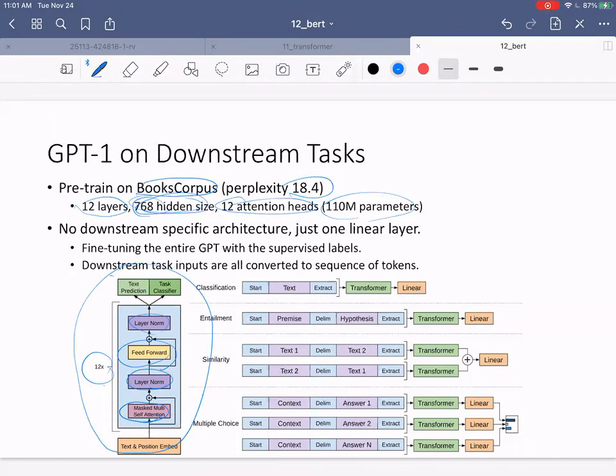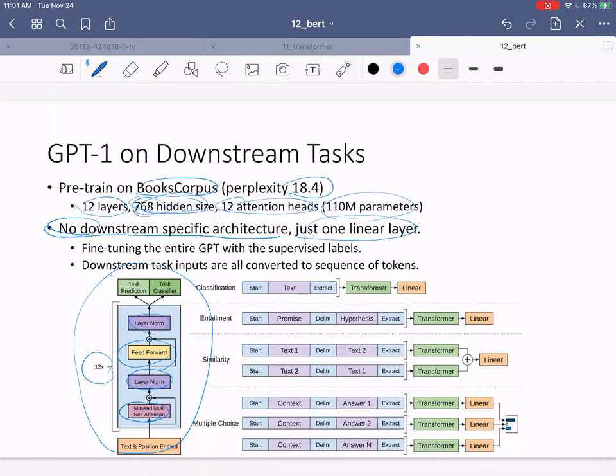Right, and they no longer use a downstream specific architecture. Before, ELMo still required downstream specific architectures on top of it. If there's sentiment classification, you need an RNN. If it's question answering, then you need some complex architectures on top of ELMo. But here in GPT-1, all you need is just GPT-1. You don't have a downstream specific architecture, and you just need one additional linear layer for prediction, and that's it.